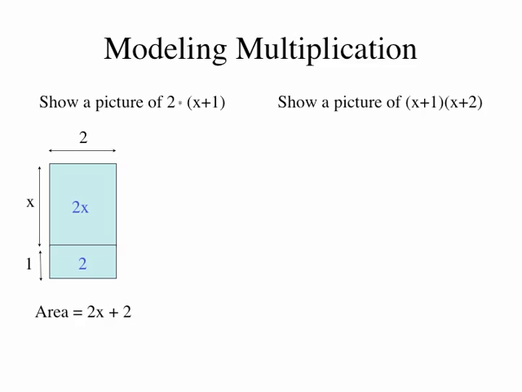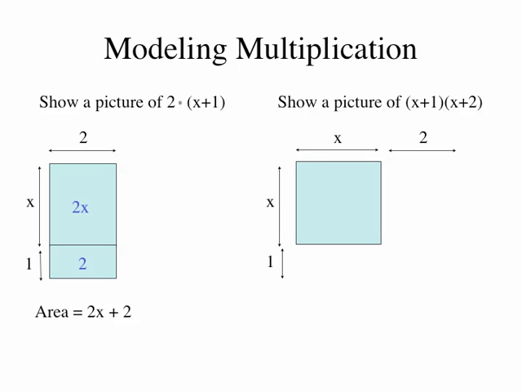We can extend this even further to show what happens when we multiply 2 binomials together. In this case, we're going to multiply x plus 1 times x plus 2. So we'll simply make a rectangle that has a width of x plus 2 and a height of x plus 1. Now if you look ahead a little bit, you may realize that this is going to give us 4 rectangles inside. Let's look at them one at a time.